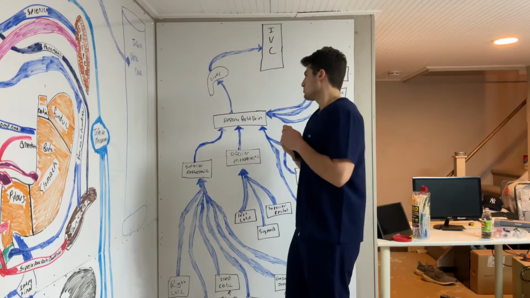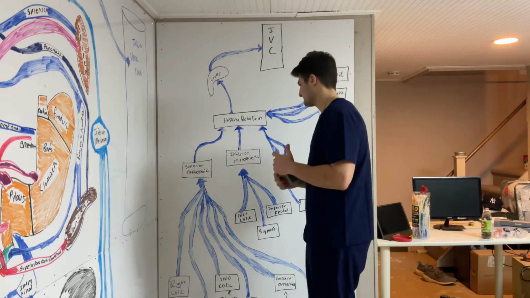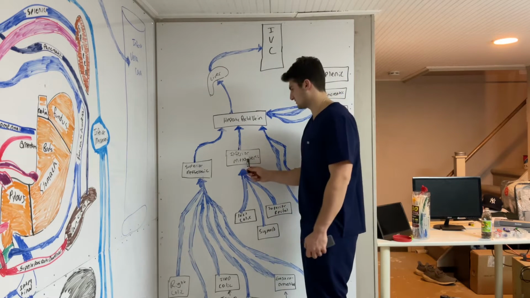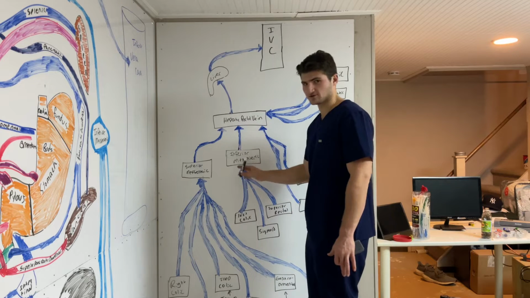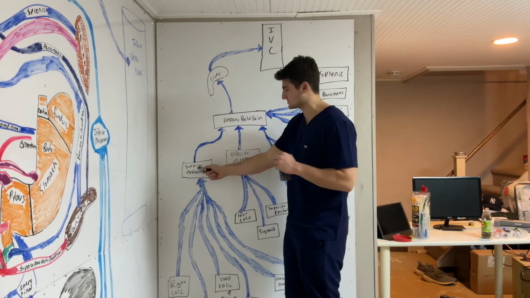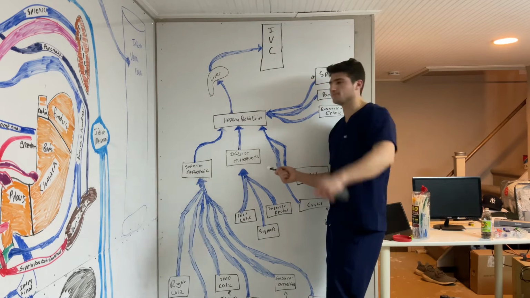Now, two main things feed into this hepatic portal vein: the superior mesenteric vein and the inferior mesenteric vein. Does this sound familiar? It should. It's exactly like the superior mesenteric artery and the inferior mesenteric artery from the abdominal aorta.